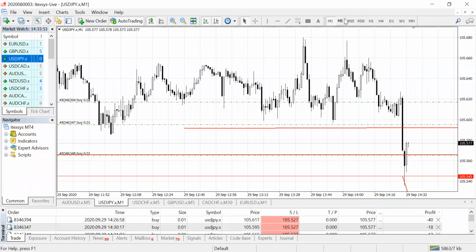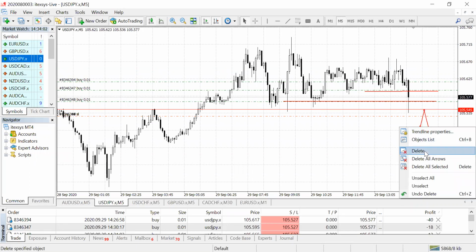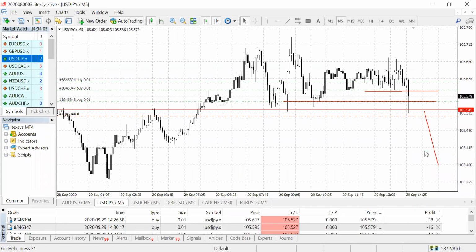But we did all our analysis on the 5 minute chart, so let's see how it goes on the 5 minute chart. So that's the decision point right there. We need some follow through. If this goes down, I might just take the loss. I will not hold all the trades to the downside.